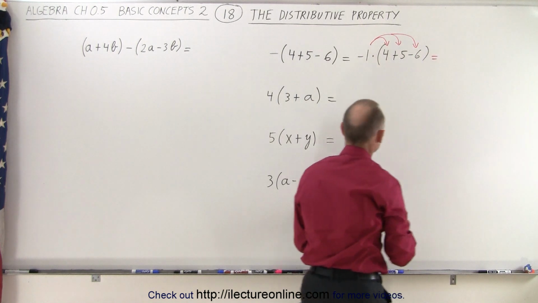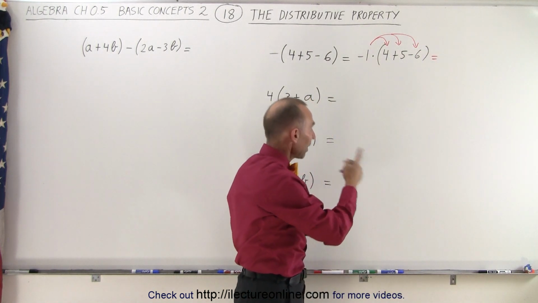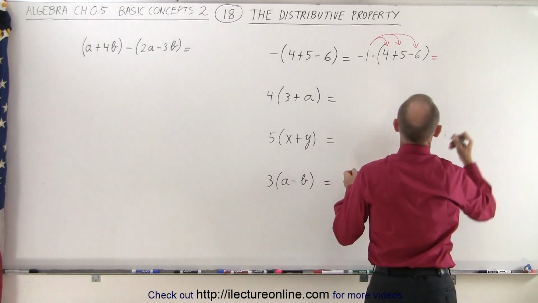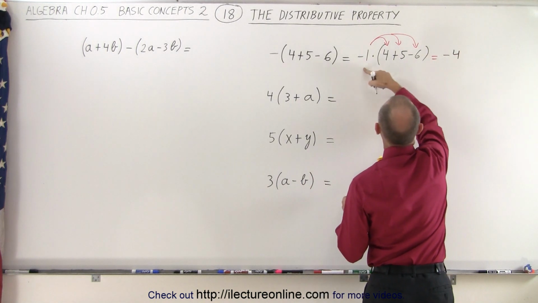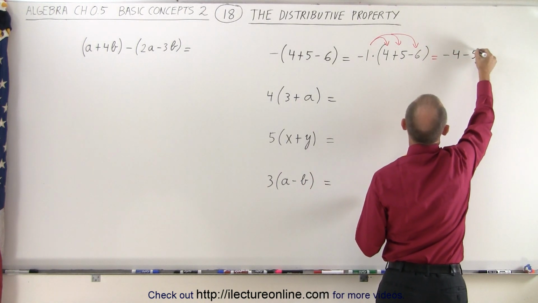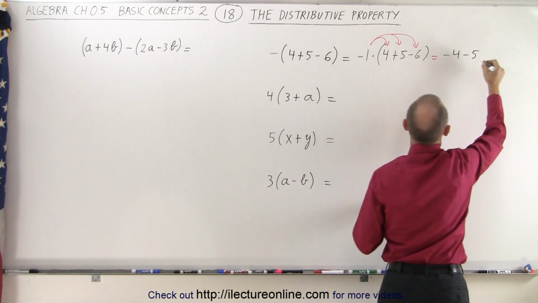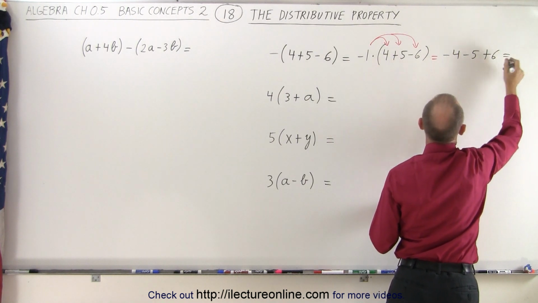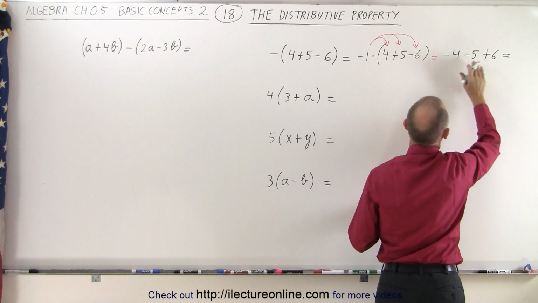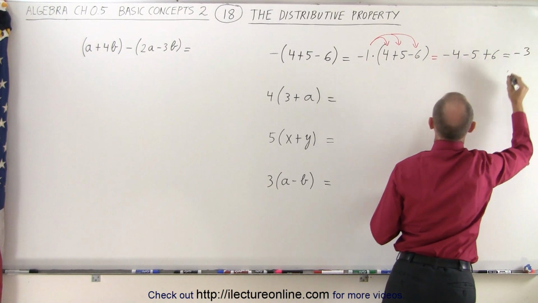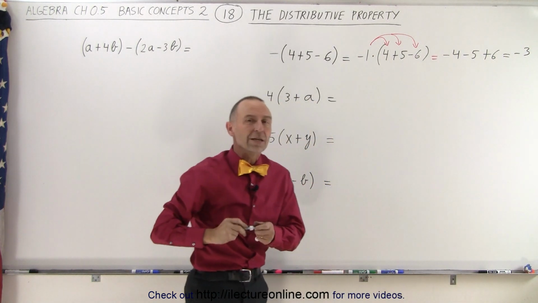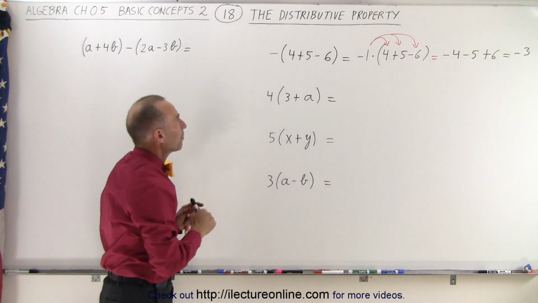When we do that, we get the following. A negative 1 times a 4 is a negative 4. A negative 1 times a 5 is a negative 5. And a negative 1 times a negative 6 is a positive 6. And then, of course, we can add these together. Negative 9 plus 6 is a negative 3. But the key here is the concept of the distributive property.